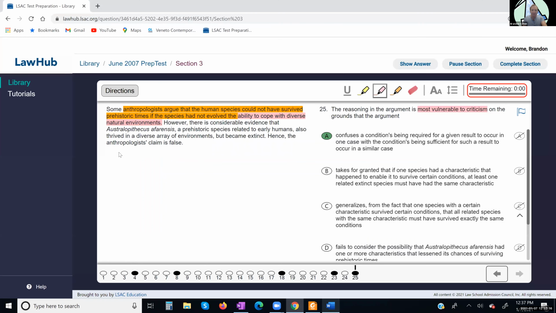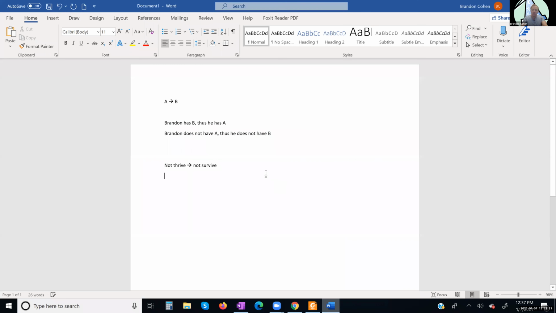And what they're saying is, hey, but they did thrive. They thrived here. These groups thrived. It's not the Brandon, it's those A's that thrived. So if the A's thrive, that's the opposite of the if. As soon as you get the opposite of the if, that's negating, following the same pattern.